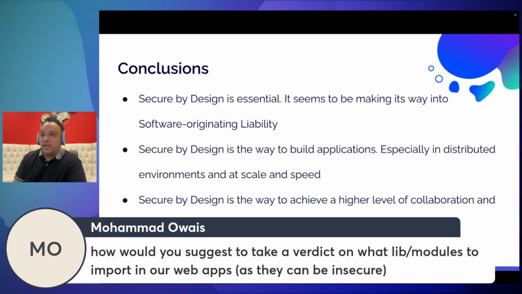How would you suggest a verdict on what lib modules to import in our web application, as they can be insecure? So one of the things you can do here, in terms of what lib you can use, is look at tools like Scorecard from the Open Source Security Foundation. They have a tool that can essentially tell you about the library that you're using, its reliability, security score, stuff like that. That may be one way of going about it. You also have to scan for actual security issues. So scanning a library for reputation and security issues is something that I would do to figure it out.